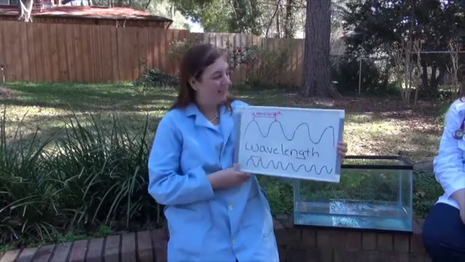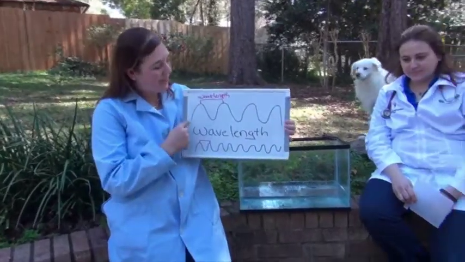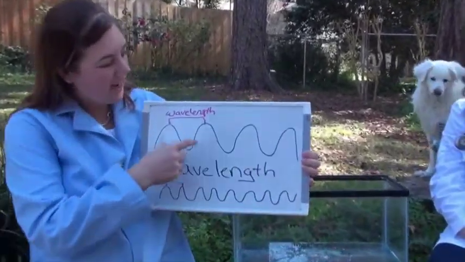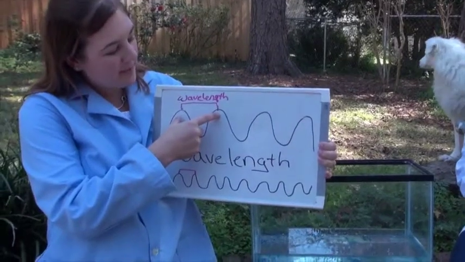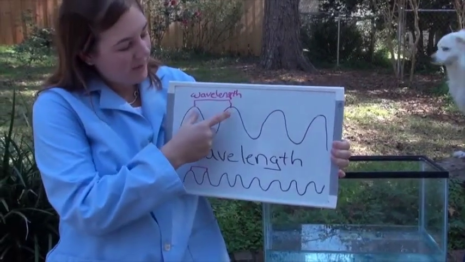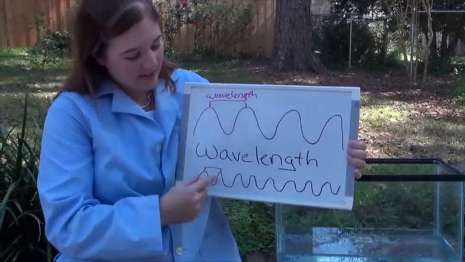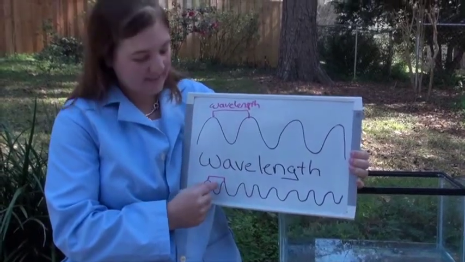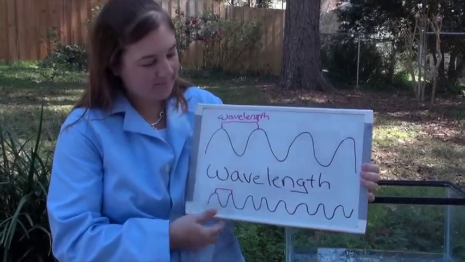The first component of color to understand is wavelength. So we usually talk about wavelengths being long or short, and those distances between the peaks create either a long wavelength, where this distance is greater, or a short wavelength, where the distance between the peaks is shorter.